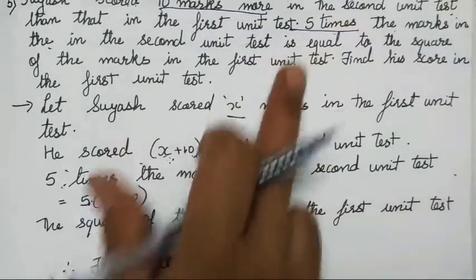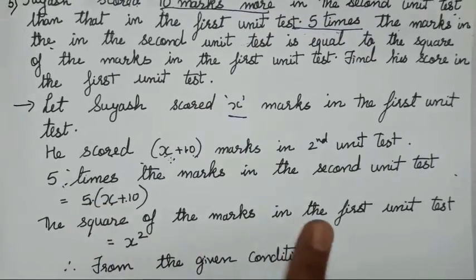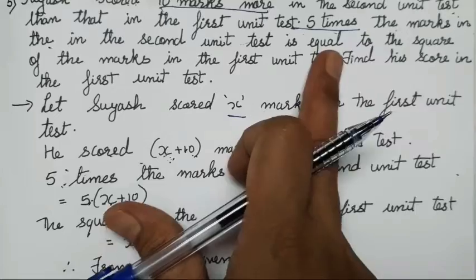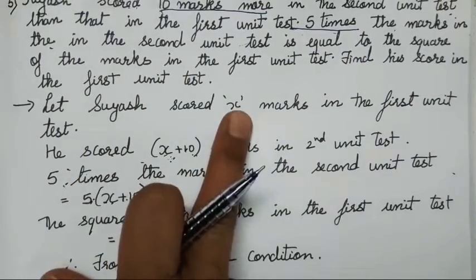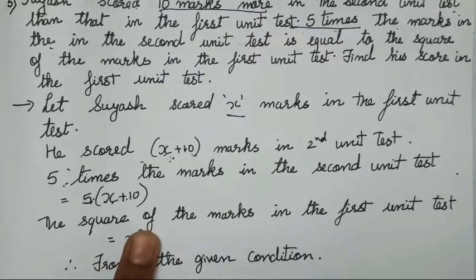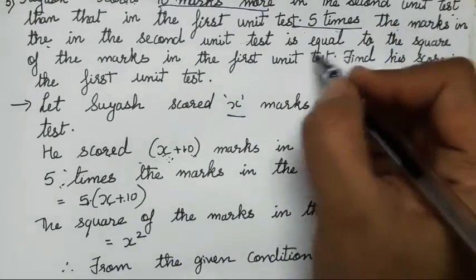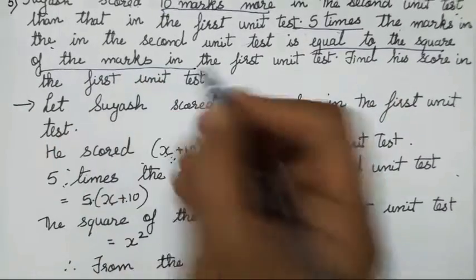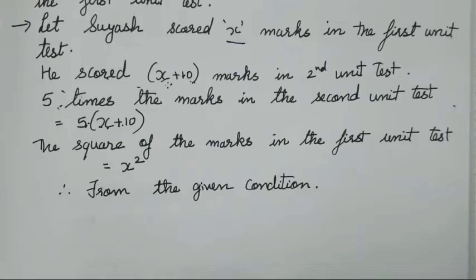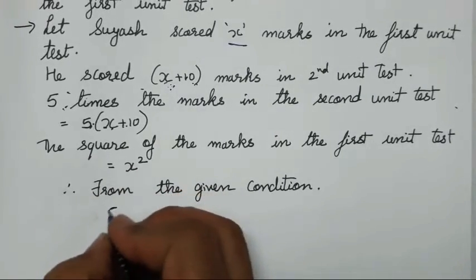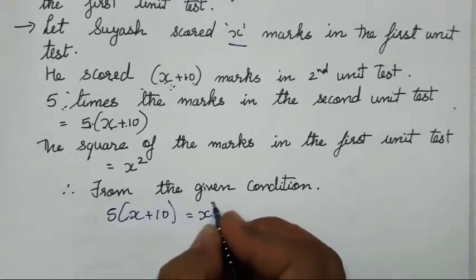So from the second condition we have got this equation. The square of the marks, then what has been given? This is equal to the square of the marks in the first unit test. So how many were the first unit test marks? x. That's why x square. Got it? So using this information only, we have framed the equation from the given condition. 5x plus 50 is equal to x square.